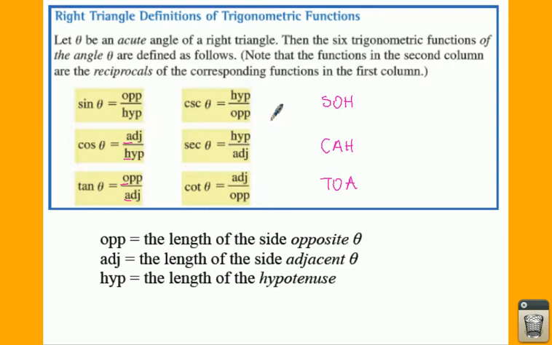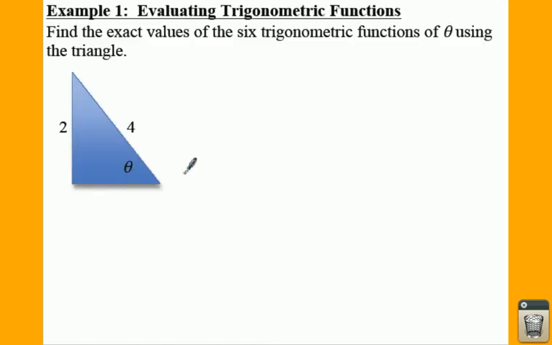Alright, if you have your cosecant, you just flip-flop your O and your H. Secant, flip-flop your A and your H. Cotangent, flip-flop your A and your O. Here's just some abbreviations we're going to use. Hopefully you guys know those already. So let's look at our first example. We have this beautiful right triangle that I drew freehand. And what we want to do is find our 6 trig values.